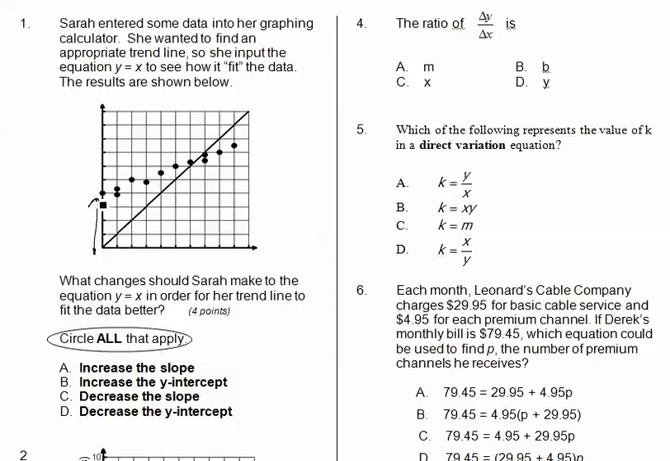So she's got to move the y-intercept up. But if she does that, it's going to look like this. So this slope has to go down, or closer to 0, so that it's at less of an angle. So she needs to increase the y-intercept and decrease the slope. And you need to circle all that apply.